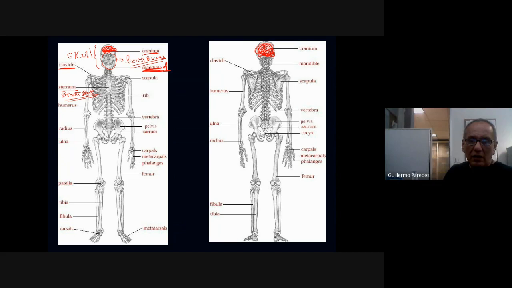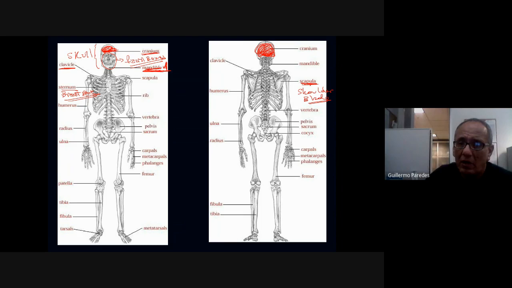It depends on the situation. Then here, behind, we have the scapula. What is the colloquial name? Shoulder blade, yes. Don't say shoulder blade to a colleague, but shoulder blade is the correct way to talk to a patient. The patient doesn't know what a scapula is.